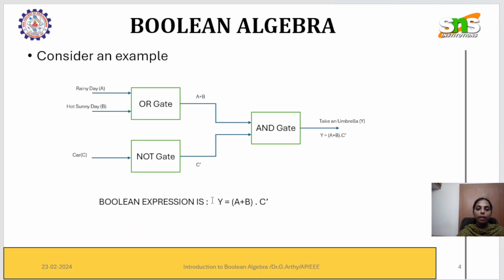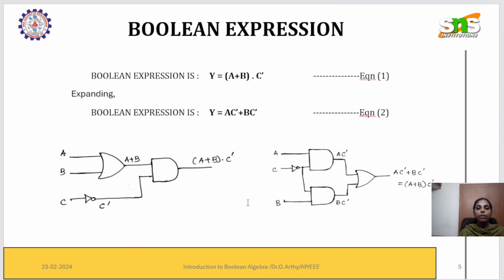So if you see, this is an expression. I'm taking this expression as an example to design this logic circuit. For designing this logic expression, we need an OR gate and an AND gate along with an inversion NOT gate. So this is the circuit which I have implemented for this equation, equation 1. Now let us expand this equation. Let us multiply the C dash inside this.